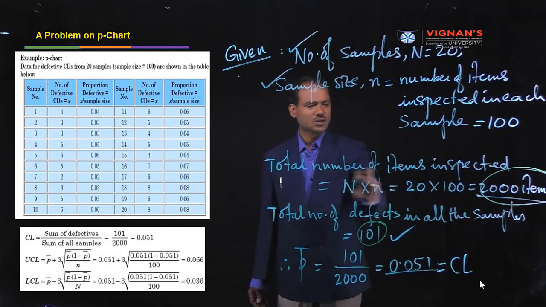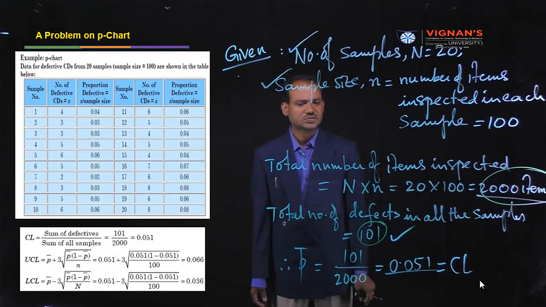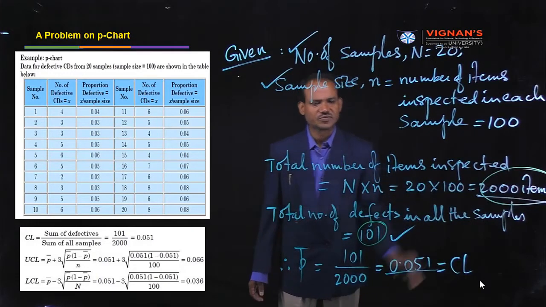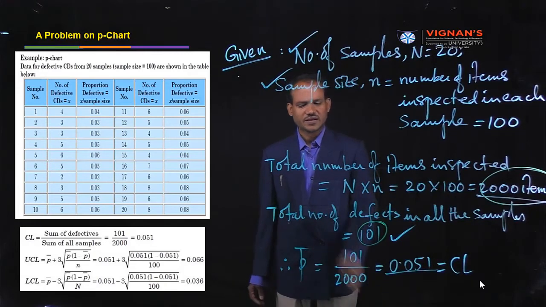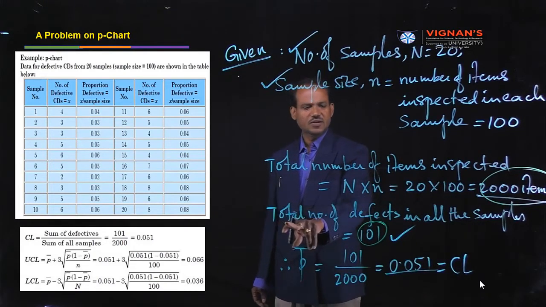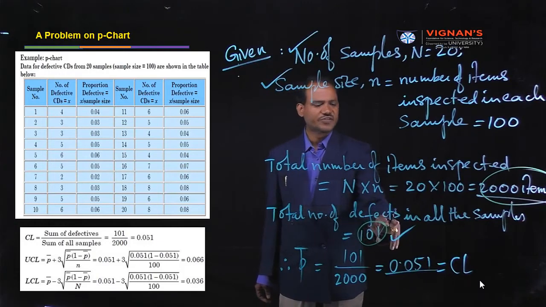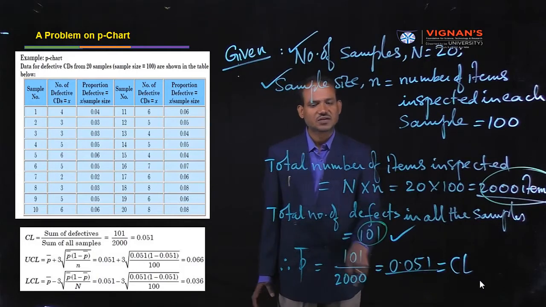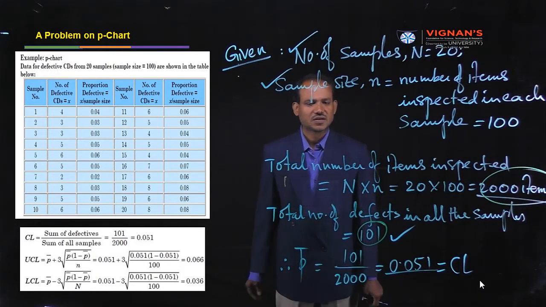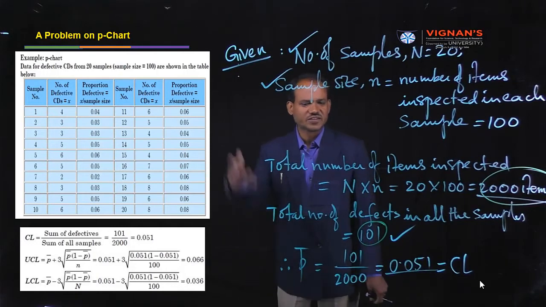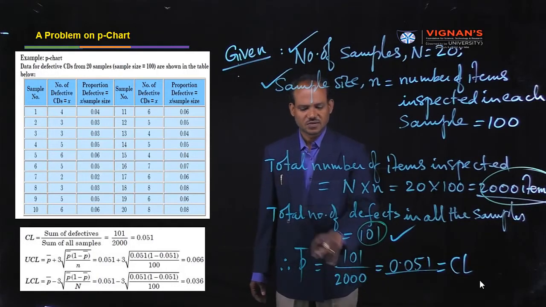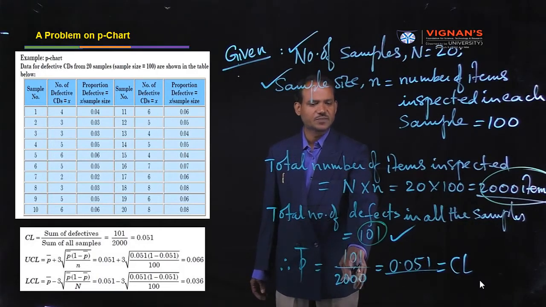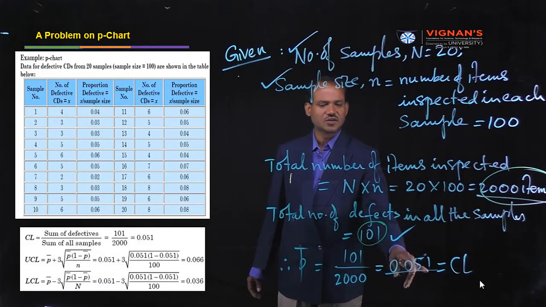Therefore, total number of items inspected is equal to number of samples into sample size, 20 into 100, 2000 items. Next, from the given table, it is observed that total number of defects found in all the samples is equal to 101. Simply add all the number of defectives in all the samples. 20 samples are there. 101. Therefore, P bar is equal to fraction of defectives, 101 divided by 2000. Nothing but the 0.051.